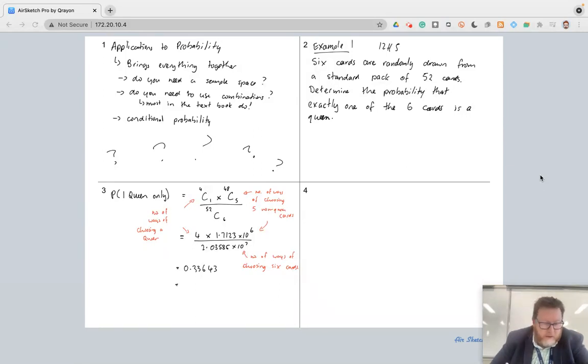If you wanted it as a fraction, I believe this is right. I think it's 18,216 over 54,145 is the fraction.